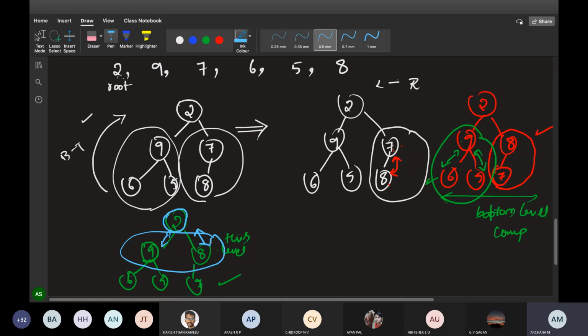No, ma'am. What we have to do? We have to swap. So now where to swap? Either I should swap 2 with 9 or 2 with 8. 2 with 9, ma'am. 9, because the larger number we have to take, swap this. So now I got this: 9, 2, 6, 5, 8.